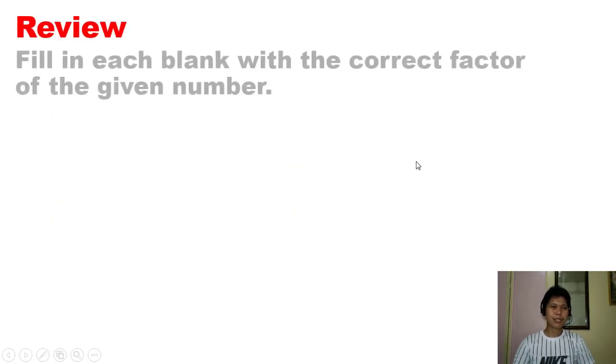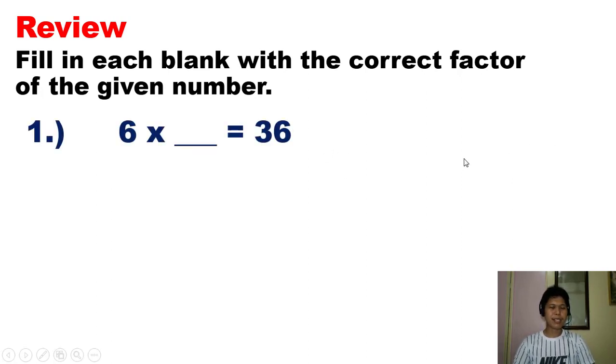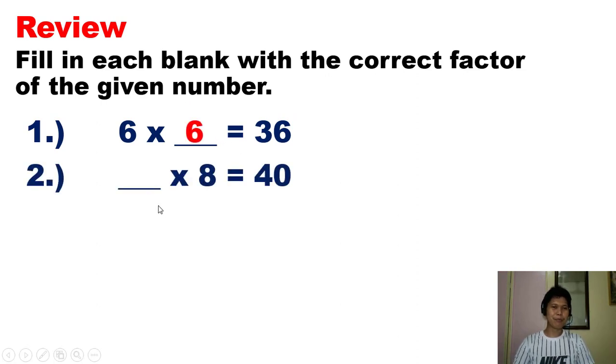Okay, let's continue. We have our review. Fill in each blank with the correct factor of the given number. We have number 1, 6 times blank equals 36. Okay, the correct answer is 36 divided by 6 is 6. Dapat memorize niyo ang multiplication table. We have number 2, blank times 8 equals 40. Okay, 40 divided by 8 is 5.